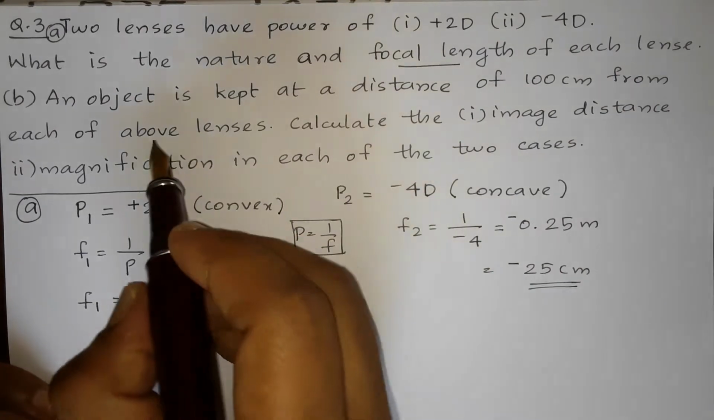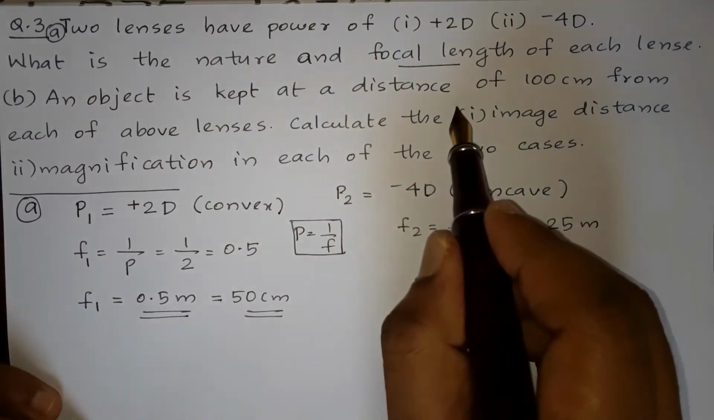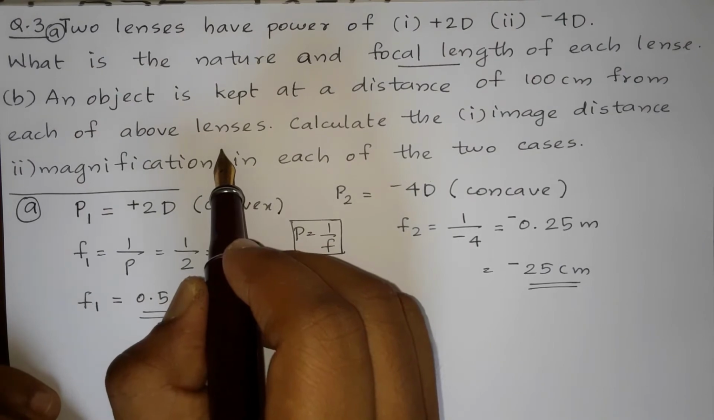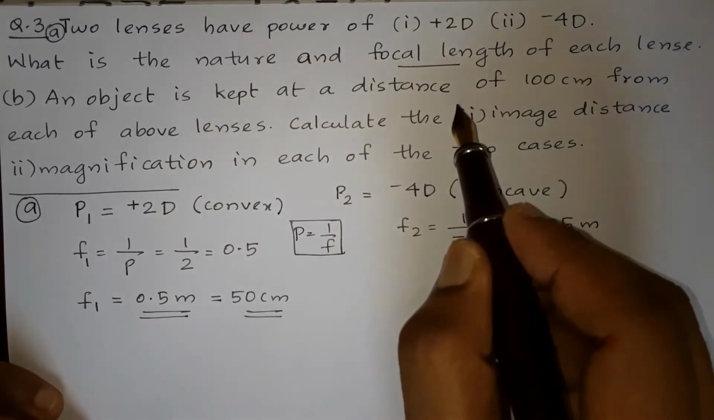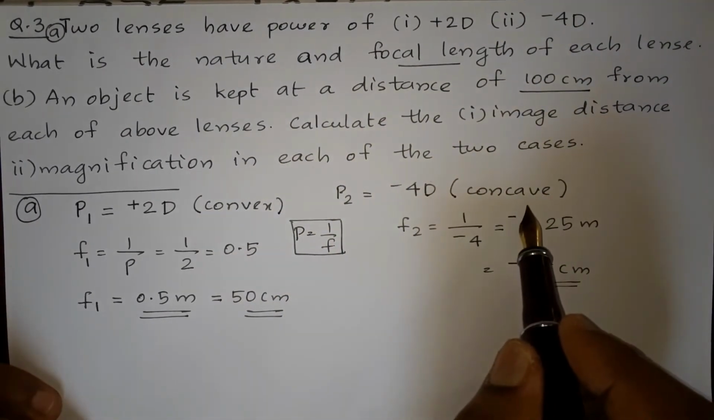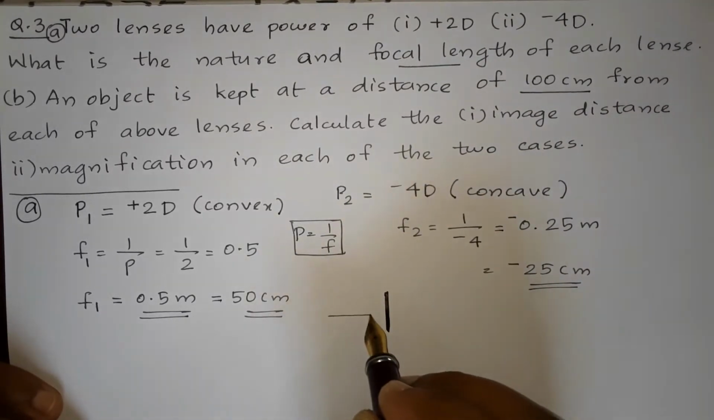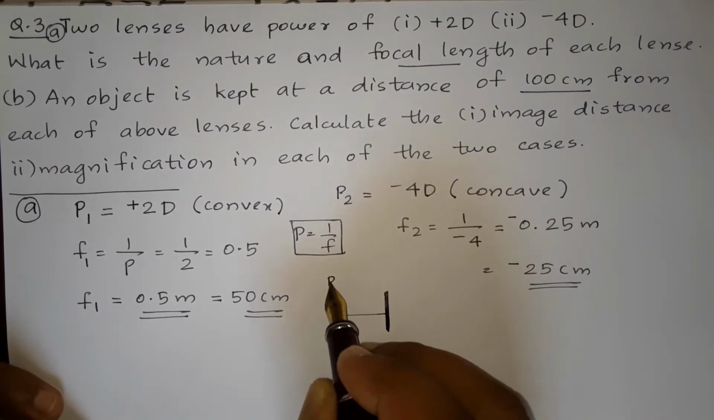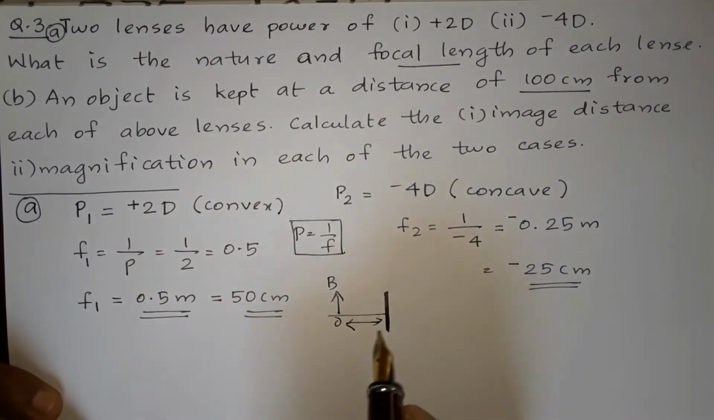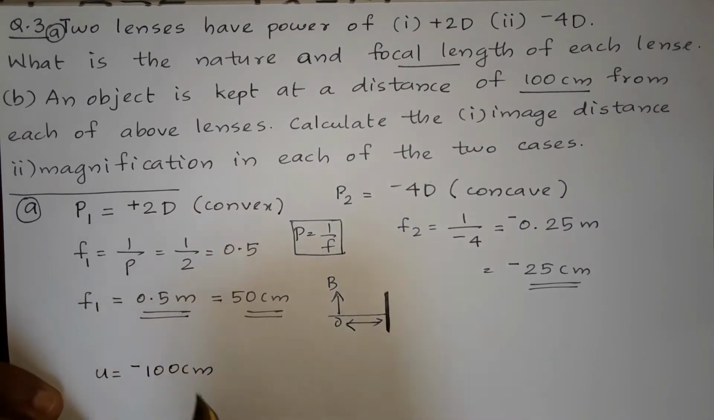Now let us read the rest of the portion of this question. B part. An object is kept at a distance of 100 centimeter from each of the above lenses. The distance to the object is given as 100 centimeter. Anyways, one is a convex lens and the other one is a concave lens, but if it is a lens, we will keep the object here. That means this object distance we have to always take as a negative measure. So u is equal to minus 100 centimeter.